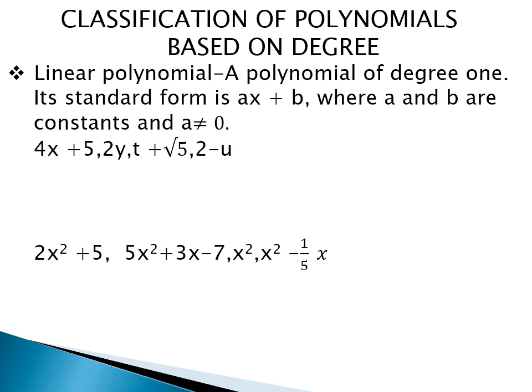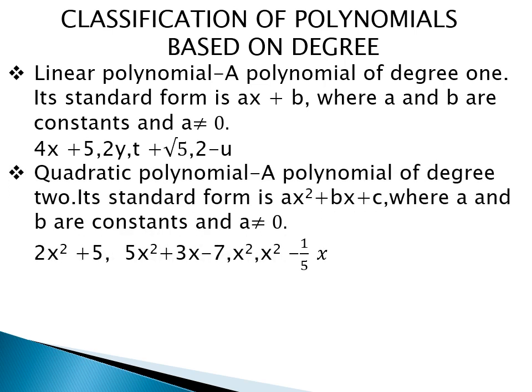Such polynomials are called quadratic polynomials. A polynomial of degree 2 is called a quadratic polynomial. What is the standard form? If you understood the linear polynomial standard form, you can easily understand ax square plus bx plus c. The highest power is 2 only. a, b and c are constants and a not equal to 0. This is the condition. Now the polynomial of degree 2 is there. When writing the standard form, the conditions must be specified: a, b and c are constants and a not equal to 0.